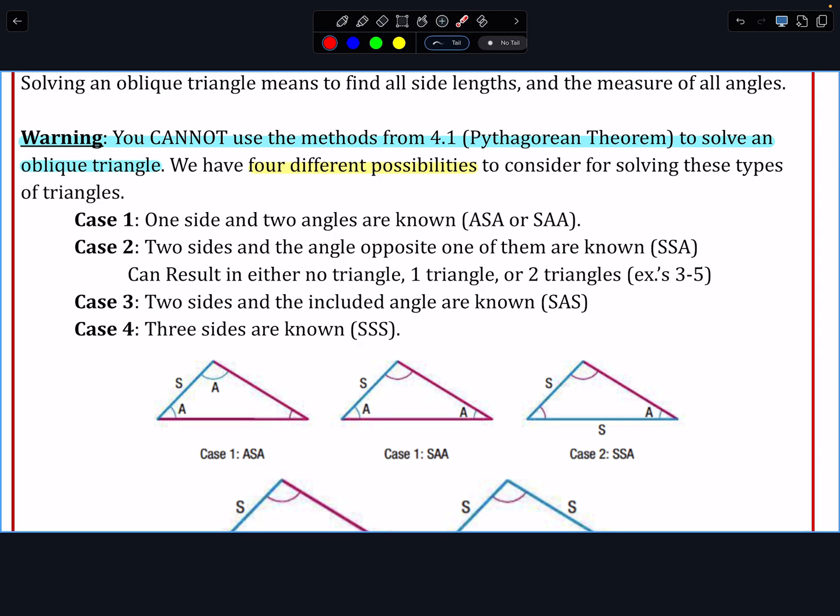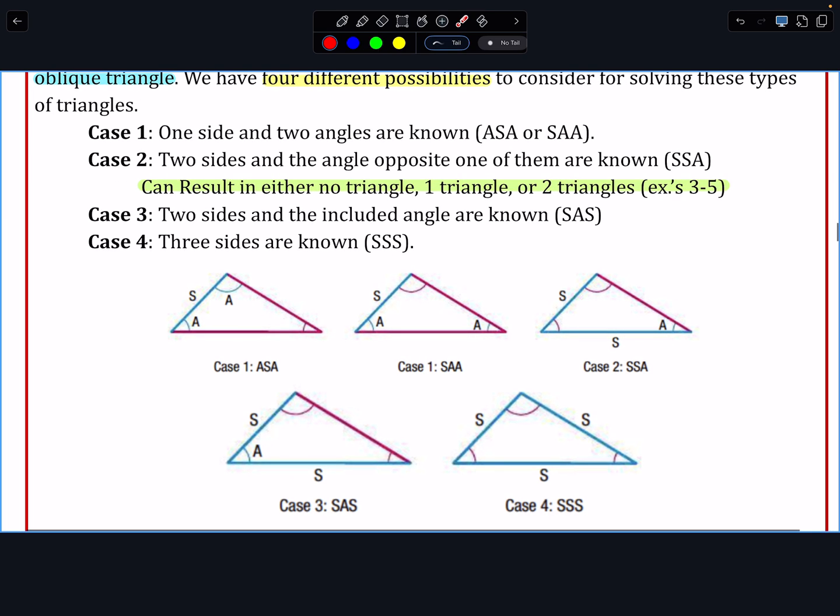This can result in either, highlight this, no triangle, 1 triangle, or 2 triangles. It is possible to solve these problems and no triangle exists, so there's no solution, which you guys will actually see in this section, okay? Cases 3 and 4, these we will talk about in section 4.3. These 2 we're going to talk about in section 4.2.